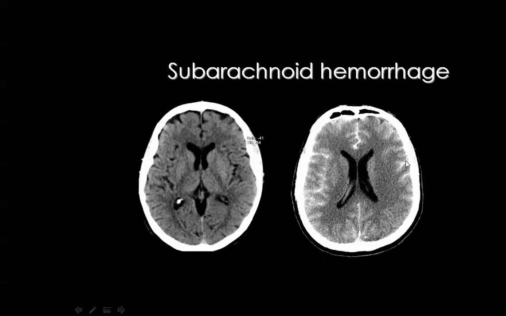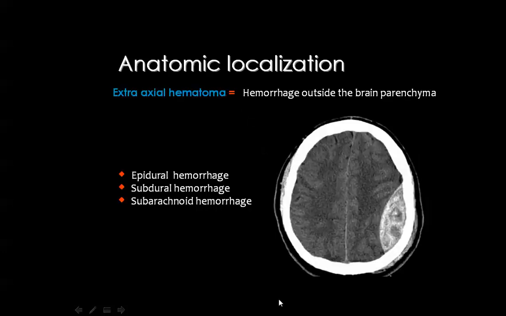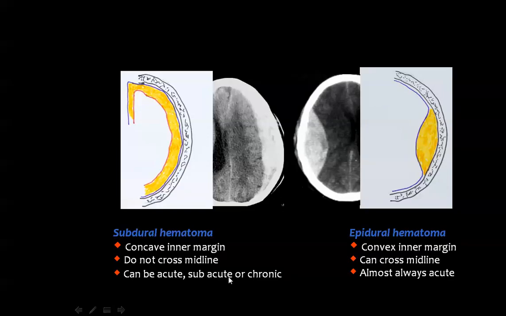As I have said, the subarachnoid hemorrhage will go inside the cortical sulci and fissures. Then this hematoma will represent either an epidural hemorrhage or a subdural hemorrhage. How can you discriminate between both? In a simple way, you should look at the inner border of the hematoma. If the inner border of the hematoma is convex, then you are dealing with an epidural hematoma. If the inner border is concave, like this one, then you are dealing with a subdural hematoma.